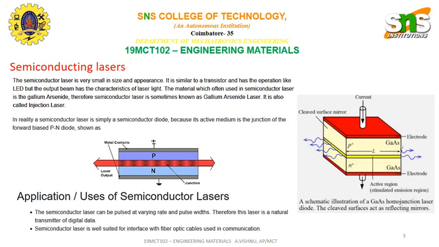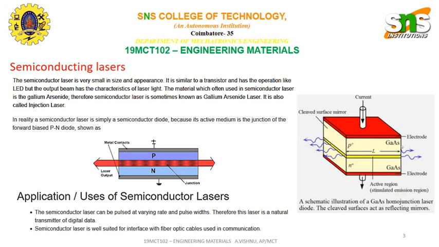Semiconducting laser is very small in size and appearance. It is similar to a transistor and has operation like an LED, but the output beam has the characteristics of laser light. The material which is often used in the laser is gallium arsenide. Therefore, the semiconductor laser is sometimes called a gallium arsenide laser. It is also called an injection laser.